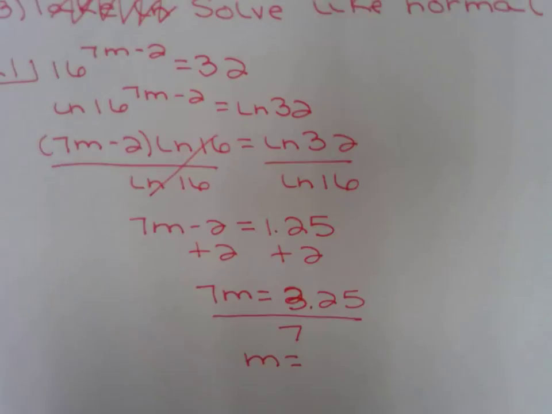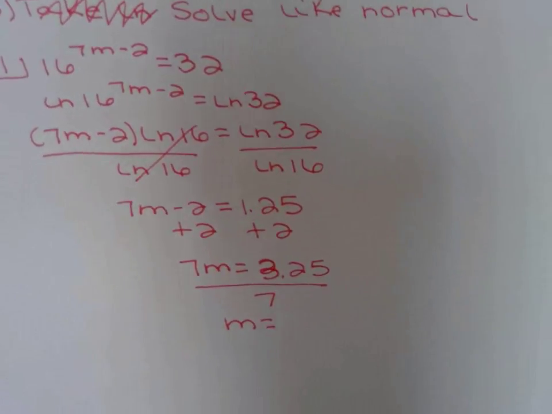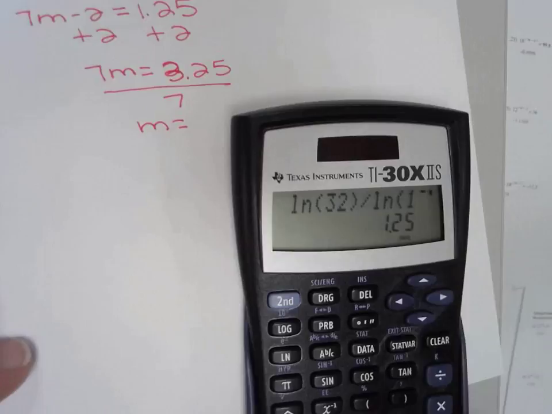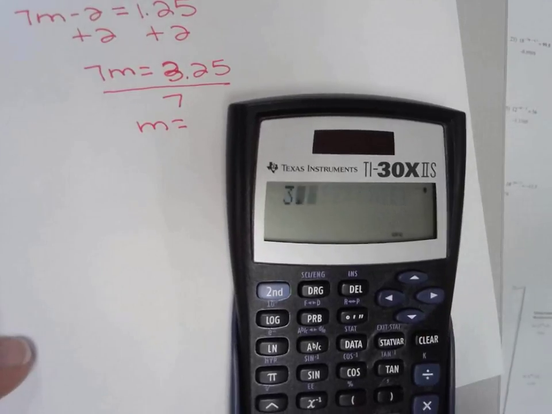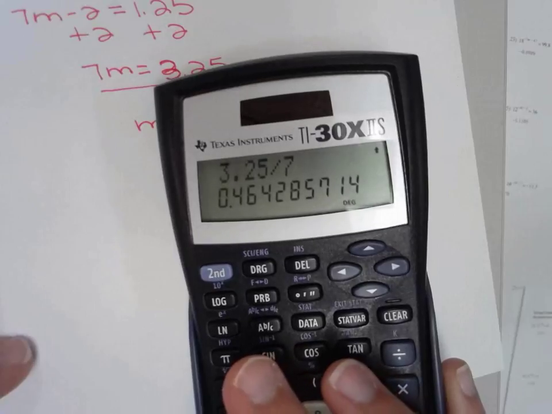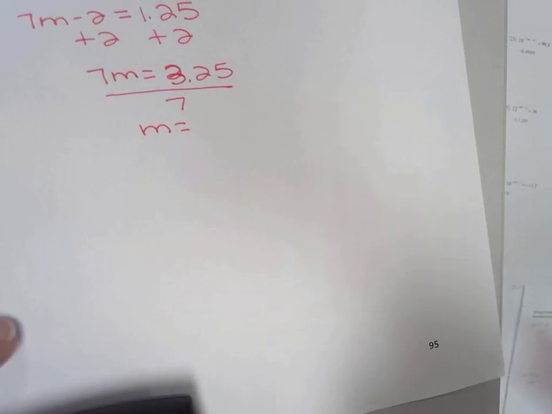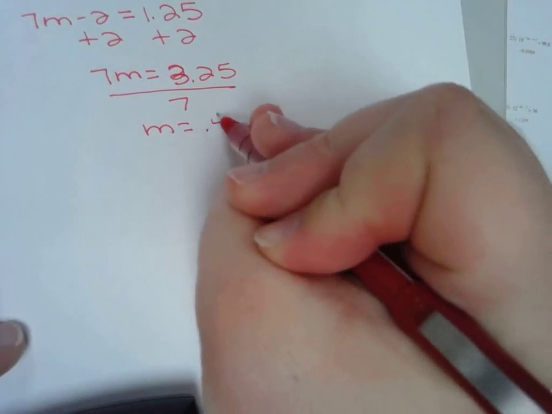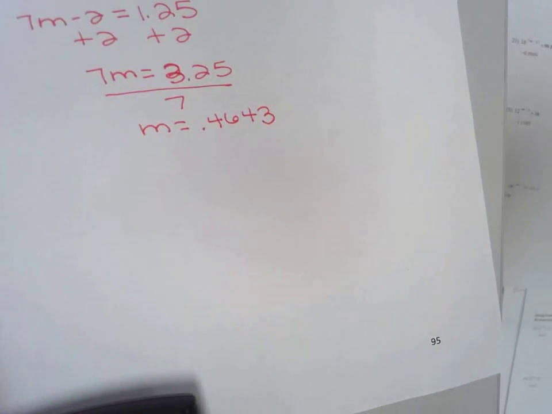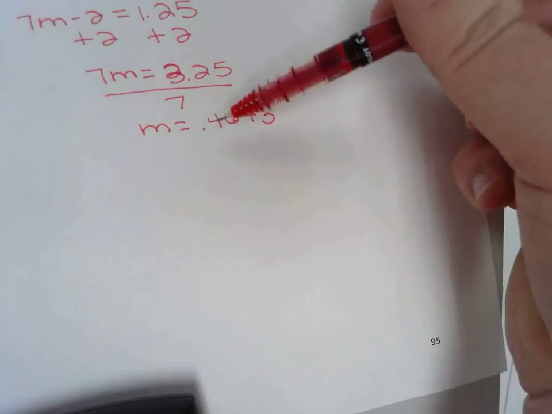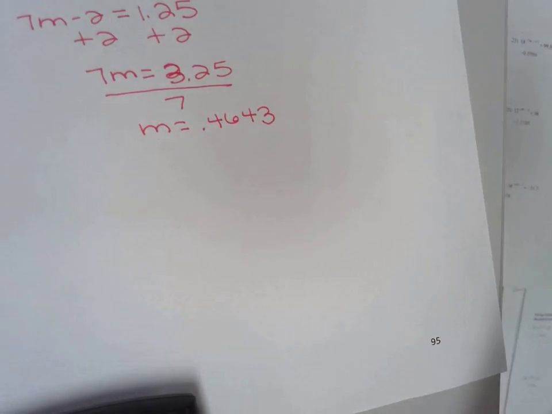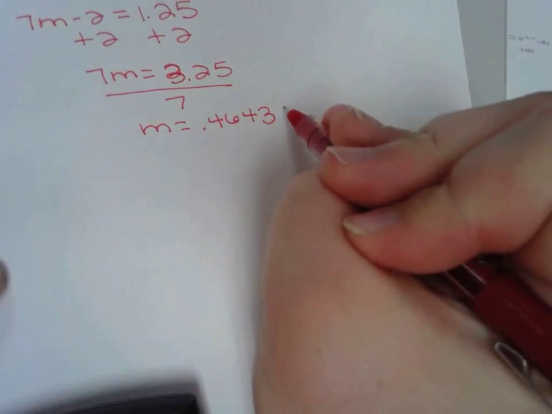So 3.25 divided by 7, you're going to want to use a calculator for these because you're going to have lots of decimals. 3.25 divided by 7. Yep, 4 decimals, so 0.4643. Okay? And that is your answer.